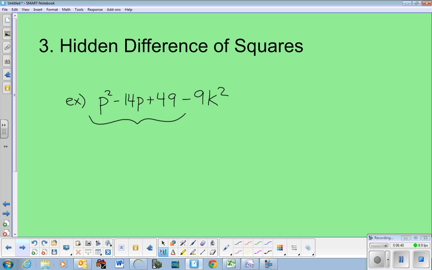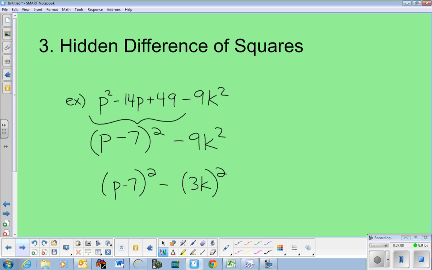In previous sections in our quadratic unit, we would have added the constants to complete that square, but it's already been done for us here. So this is p minus 7 quantity squared, because if you were to multiply p minus 7 out, you would get the quadratic that I started with. Minus 9k squared, or to write it as a difference of squares, 3k quantity squared.